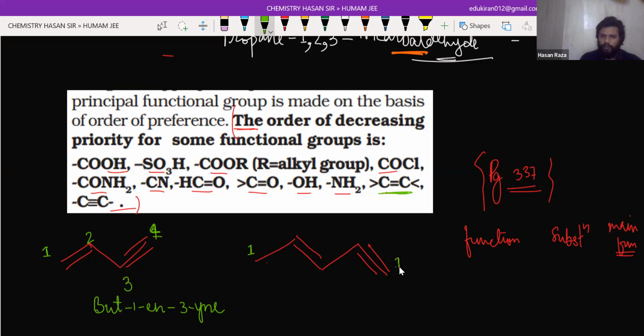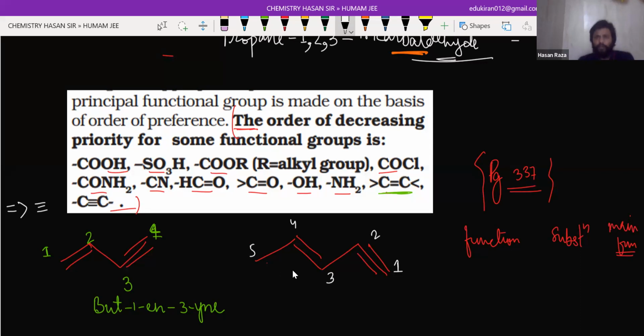Now, if you do numbering from the left, double or triple bond both are present at the same position. And if you do numbering from the right, you give the first position to the triple bond, and from the left, the first position is the double bond. So when you have the same position for double and triple bond, you give double bond more preference than triple bond. So the numbering will be 1, 2, 3, 4, 5.